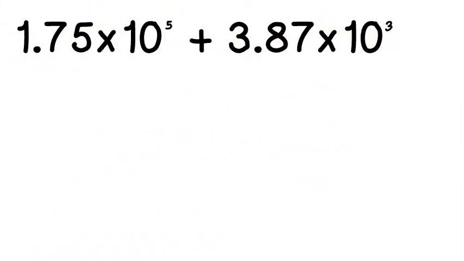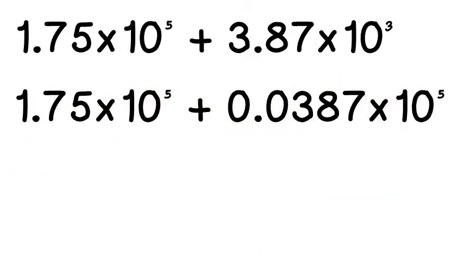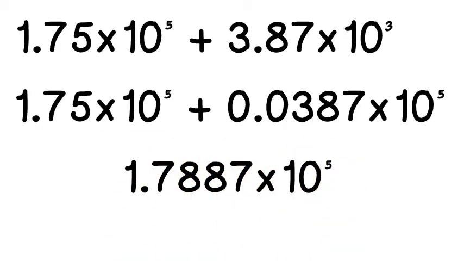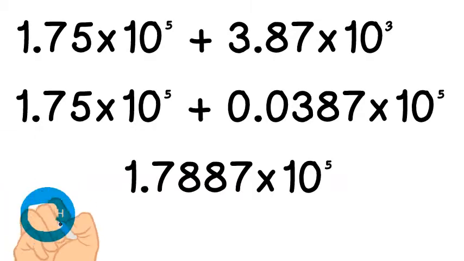Here's an example where we're adding and the exponents are not the same. So the first thing we need to do is convert it so they both have the same exponent. It's usually easiest to convert the one with the smaller exponent to have a larger exponent. So we end up with 1.75 times 10 to the fifth plus 0.0387 times 10 to the fifth. Here we add the factors, and we don't have to change it. If it wasn't in scientific notation, we would have had to change it, though.